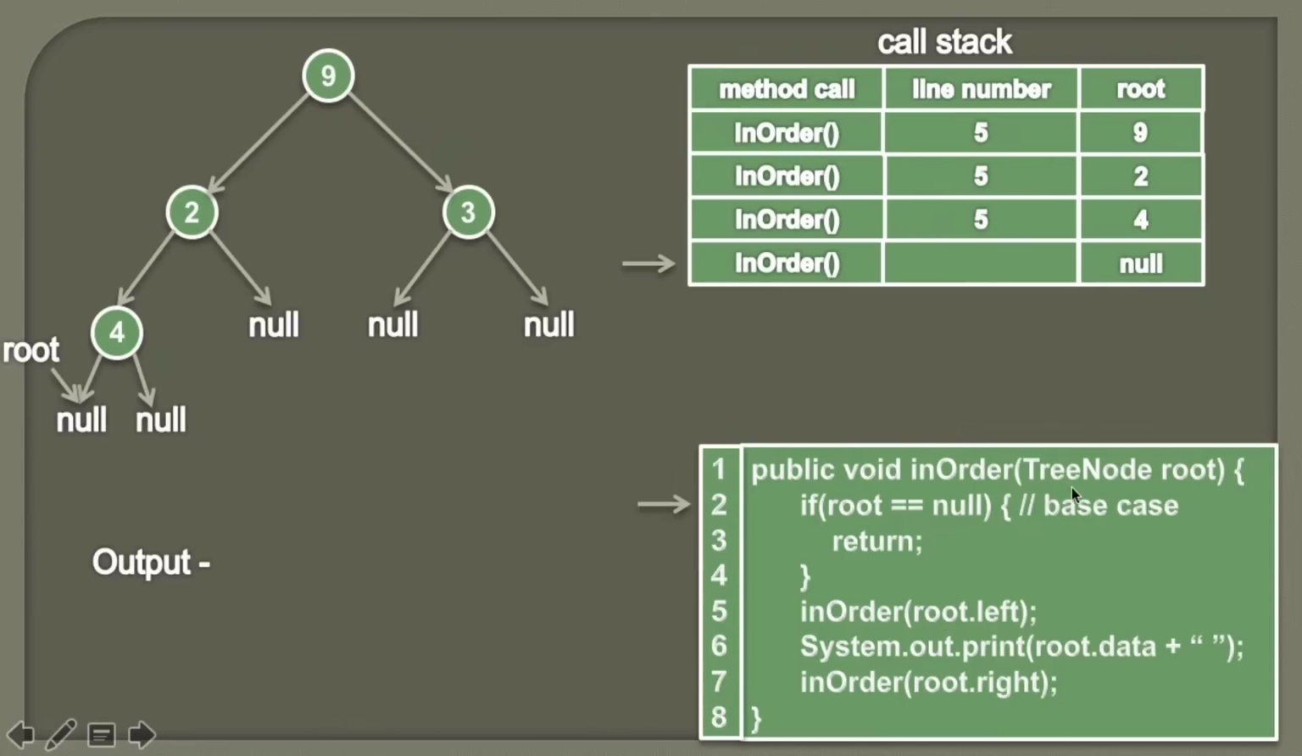Therefore we have reached our base case, which makes sense because when we encounter a null value, it means there are no nodes to be traversed. So we simply return from this method. And once we return from this method, we know that this method will be removed from the call stack. And the execution point will go to the method which called this method. So now execution point reaches here.